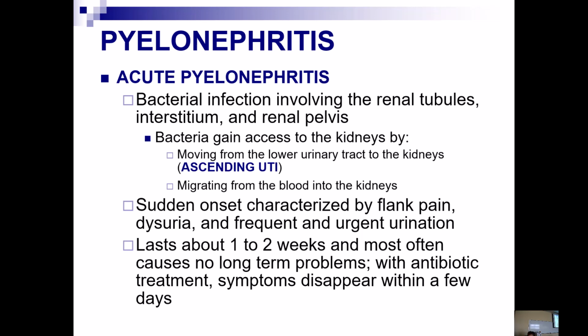Sudden onset is characterized by flank pain. Remember the back, where the kidneys are in the back, that's your flank. Painful urination and frequent and urgent urination, but oftentimes there's not much there. It's like, oh, I gotta go. And you go to the bathroom and it's just this little bit of urine there. It's not much, but it's gonna feel like you've gotta go frequently and urgently. Without antibiotics, it's usually self-limiting and will last 1 to 2 weeks. Often is going to cause no long-term problems. However, it's a miserable disease. So with antibiotics, you're talking only a couple days and your symptoms are going to start disappearing.